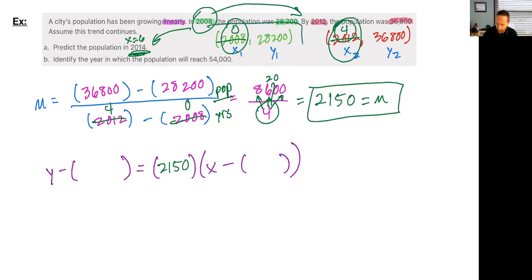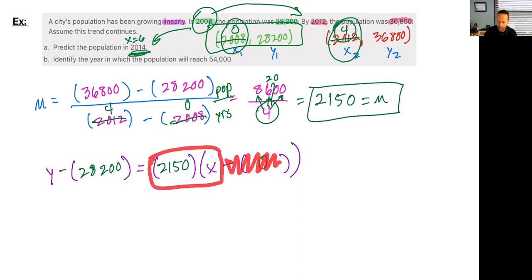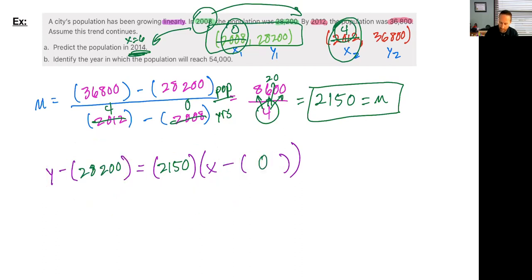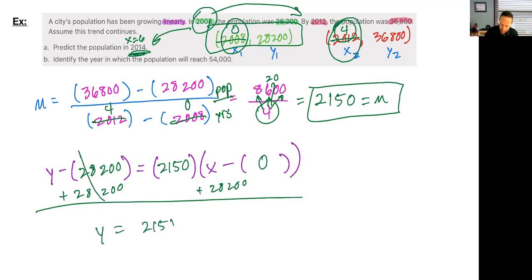And I'm going to use the point 0 for my x, 28,200 for my y. And now I have an equation set up that I should be able to get into a better form, slope-intercept form, that is. When we subtract nothing, nothing happens. So we'll just have this on this side, and I'll have to add this to the other. So my new equation will look like y = 2150x. When I multiplied here, the zero again wouldn't do anything, plus 28,200.